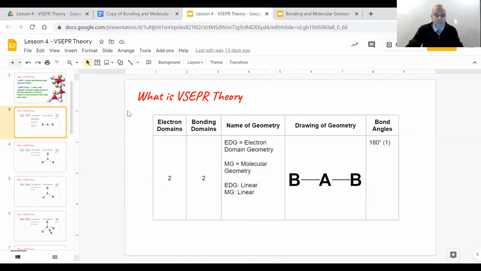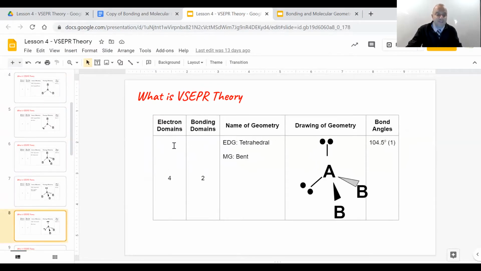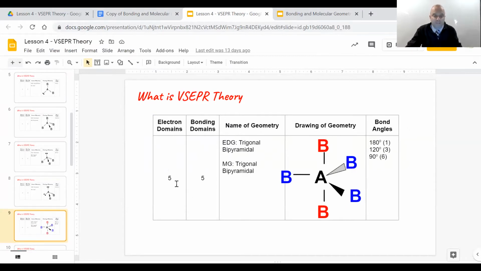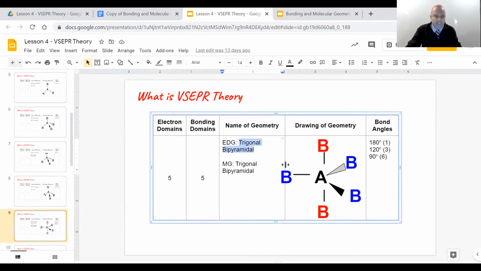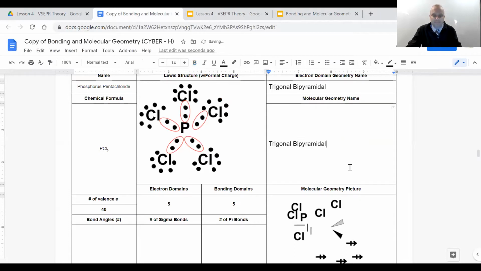The next thing is the VSEPR theory guide. This is going to be crucial. So please go back and make sure that you have the right answers for this. So what we're going to do is we're going to scroll through these examples until we come up with a combination of 5 and 5. So here we are, 5 and 5. Notice that the name is the same in both cases. So I can copy and paste this, trigonal bipyramidal. I'm going to paste that into both of these spots.